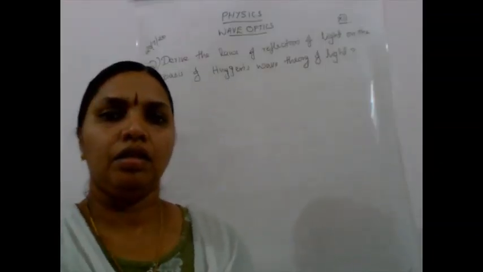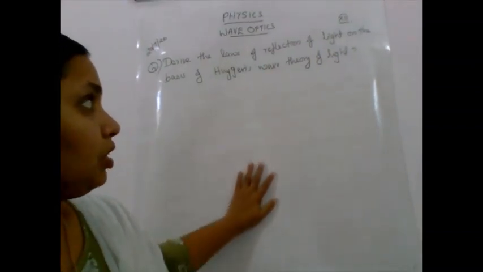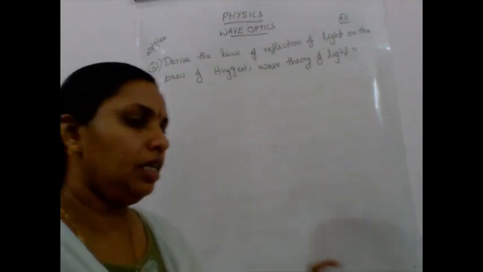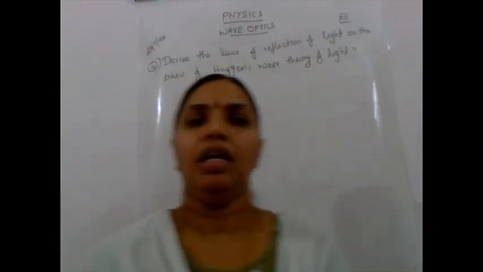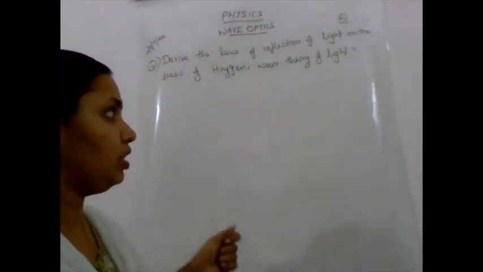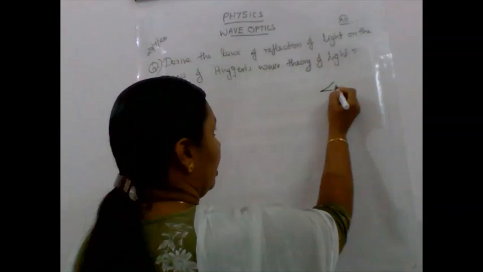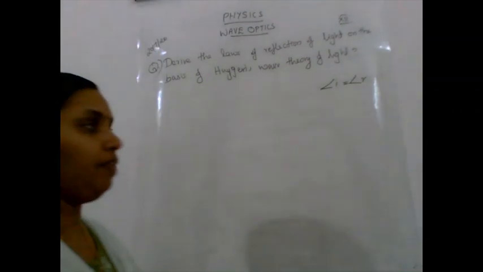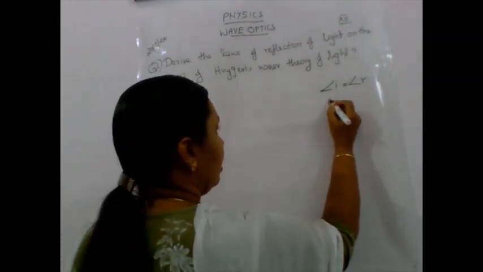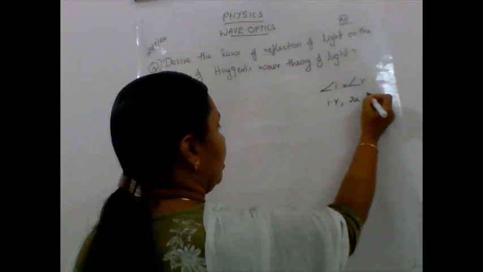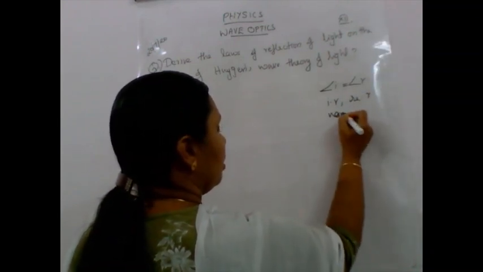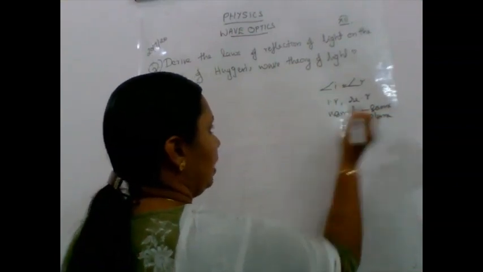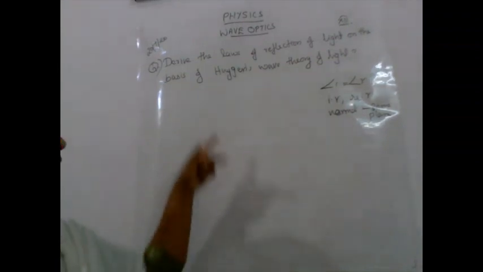That is, derive the laws of reflection of light on the basis of Huygens wave theory of light. So that is the next question. Okay, laws of reflection. We know what is laws of reflection. What is laws of reflection? Angle I is equal to angle R. So then, angle of incidence is equal to angle of reflection, and incident ray, reflected ray, and normal lie in the same plane. Or should be in the same plane. These are the statements. So we have to prove that in the case of the wave nature of light also.